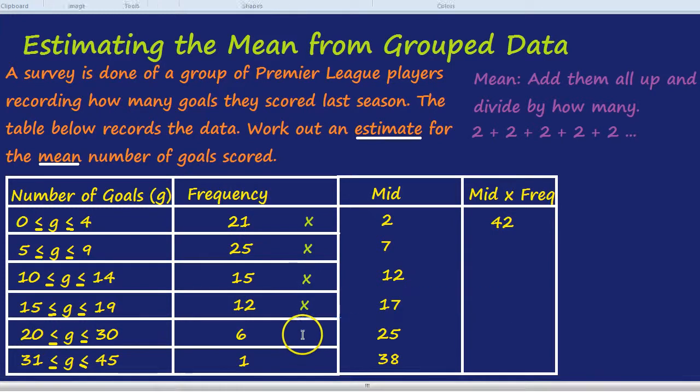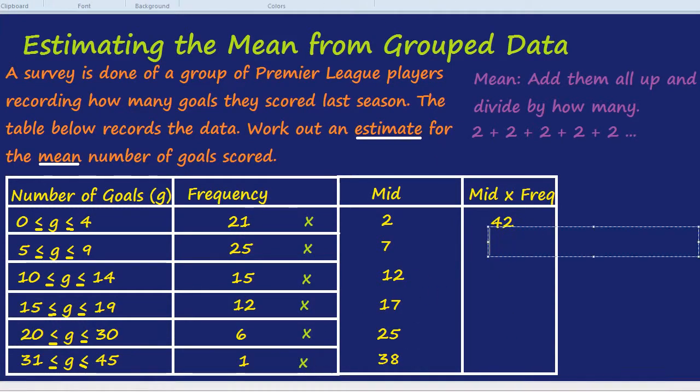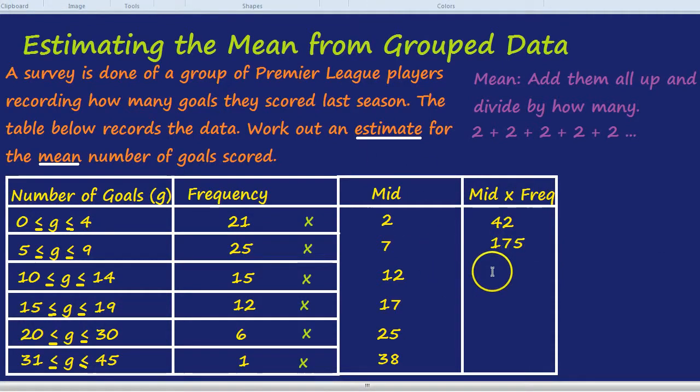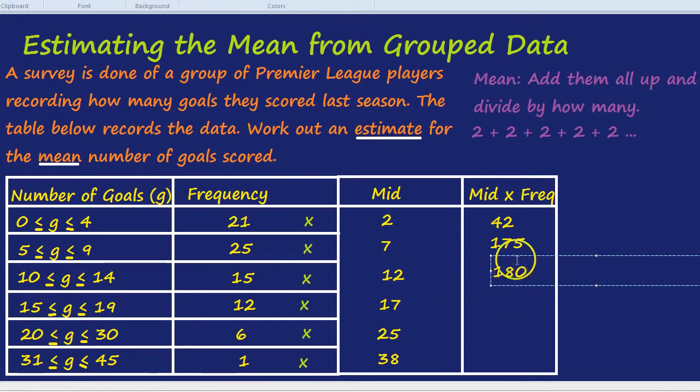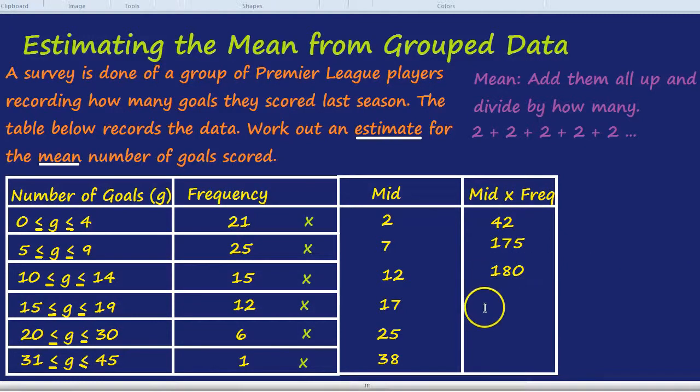25 times 7 is 175. Let's write that in here. 15 times 12 would be 180. These calculations you can either do in the calculator, or if it's a non-calculator paper you can take your time and multiply using the grid method or whichever method you prefer.